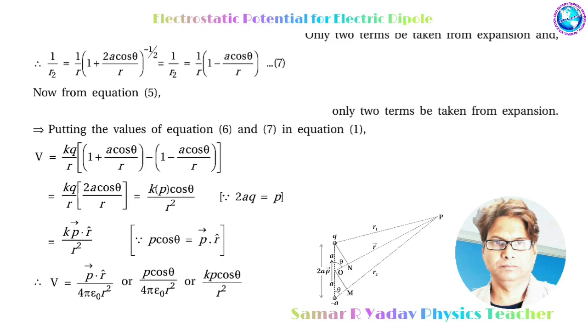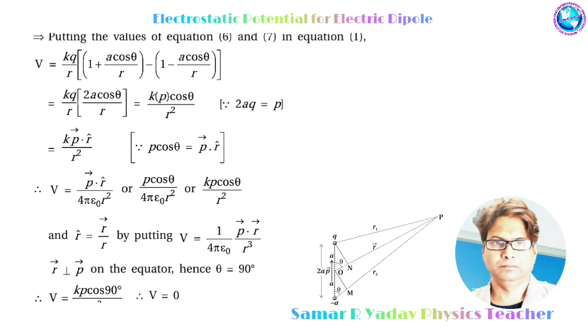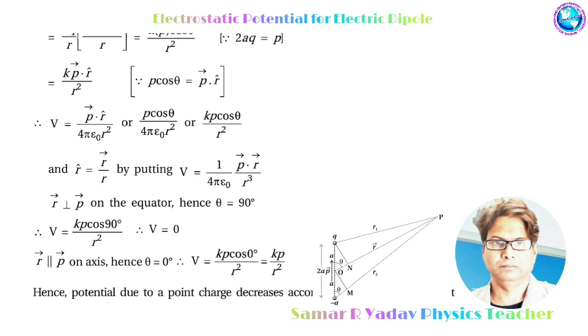Here 2aq = p, so V = k (vector p dot unit vector r)/r squared = k (vector p dot r cap)/r squared. Therefore p cos theta = vector p dot r cap, the unit vector. Therefore V = (vector p dot r cap)/(4 pi epsilon 0 r squared), or p cos theta/(4 pi epsilon 0 r squared), or kp cos theta/r squared, and r cap = vector r/r. Putting this in, V = (1/(4 pi epsilon 0)) (vector p dot vector r)/r cubed.